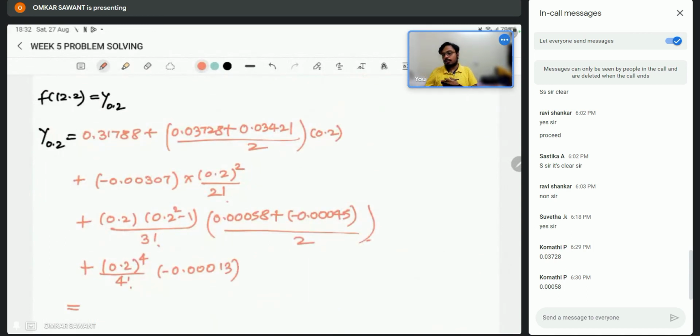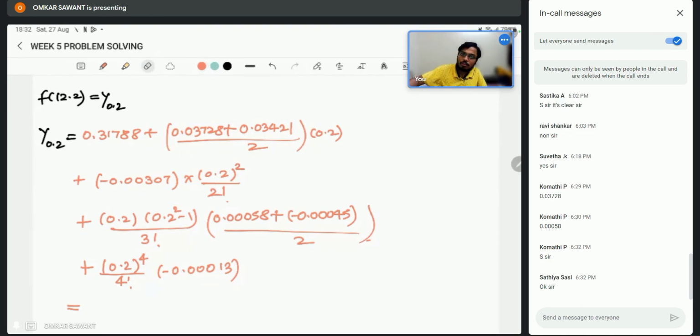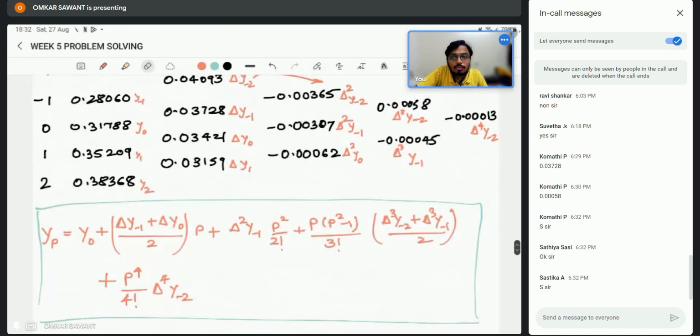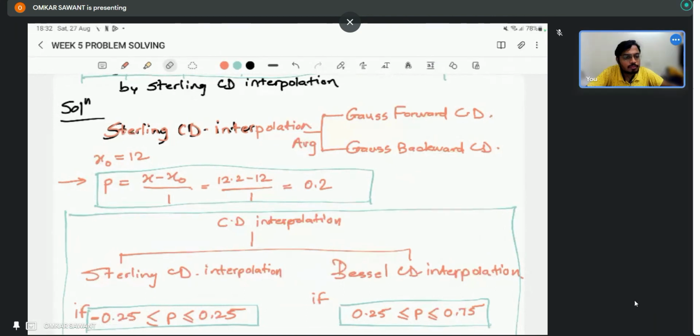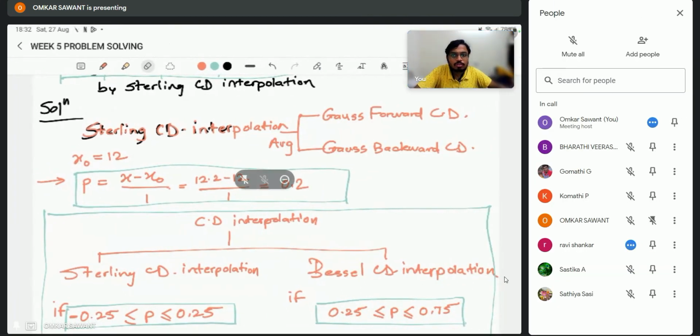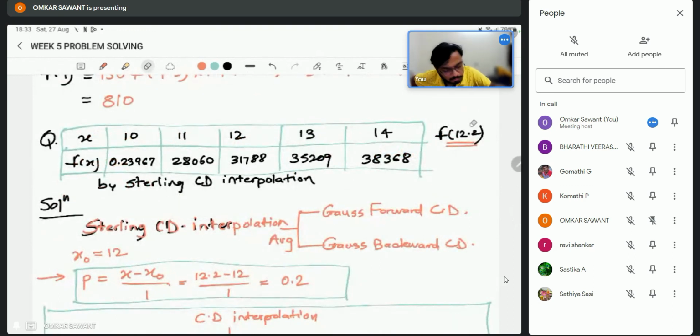You just calculate this and tell me in the next session. Is it clear? Yes, sir. Now we will do the remaining methods in the next session. Calculate the value and tell me the answer for p equal to 0.2. What are we calculating? We are calculating by Stirling central difference interpolation, yes, that is the method, but p equal to 0.2 means we are calculating the functional value for x equal to 12.2, right?